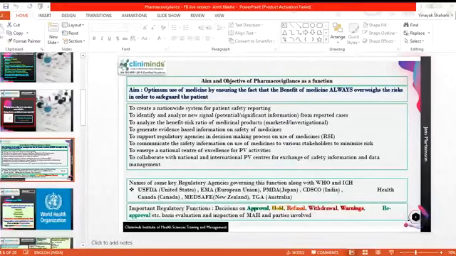So in case you got disconnected in between, apologies. But again, I hope we are starting from the same point here. So after this aim and objective of pharmacovigilance, if you are clear, then we move into the regulation.